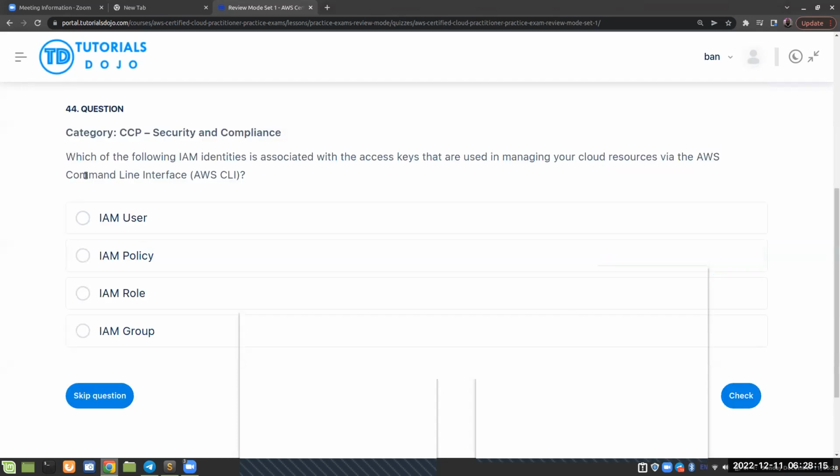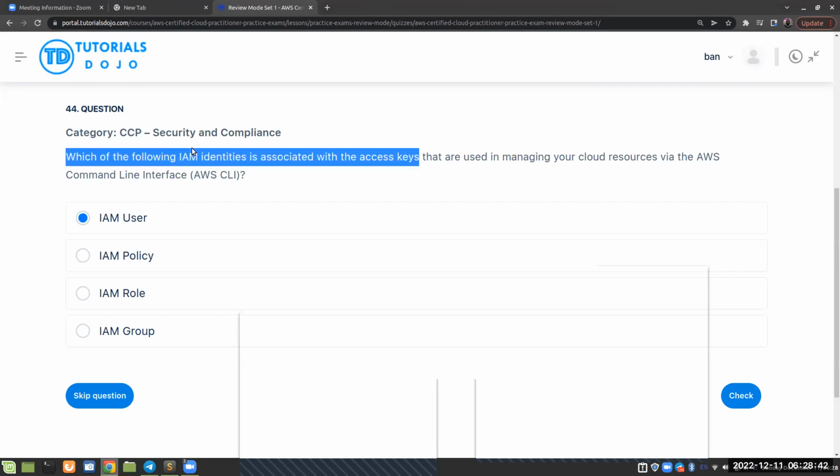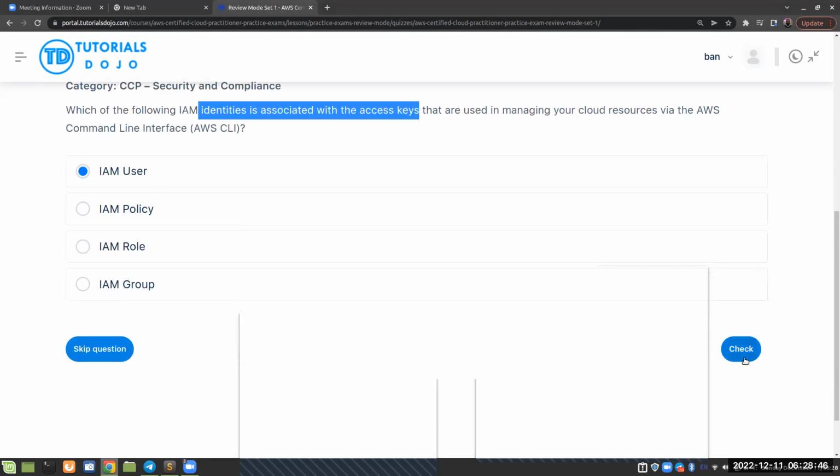This is for you, Kinyo. Which of the following IAM identities is associated with the access keys that are used in managing your cloud resources through the AWS command line interface? IAM user. Okay, I see that's supported. So which of the following IAM identities is associated with access keys? That's the key thing. So let's see.